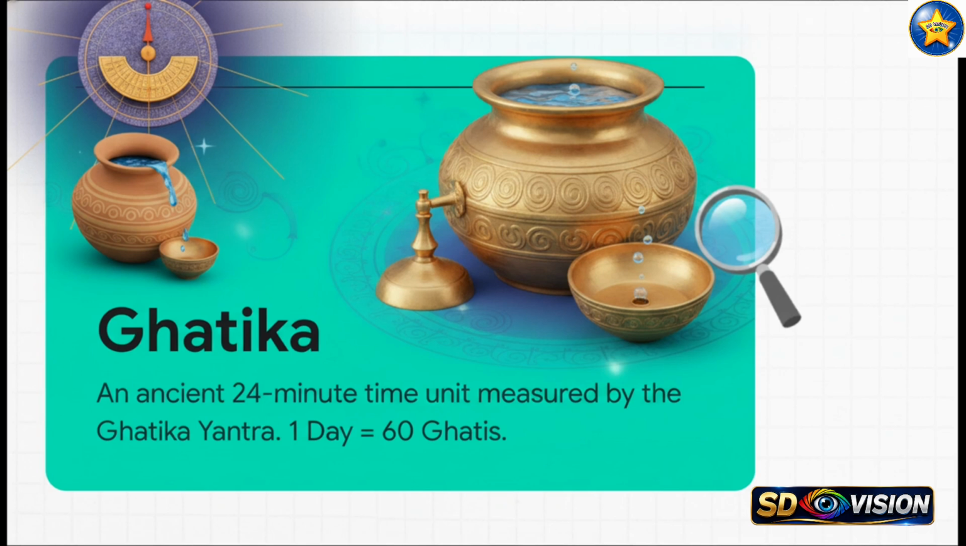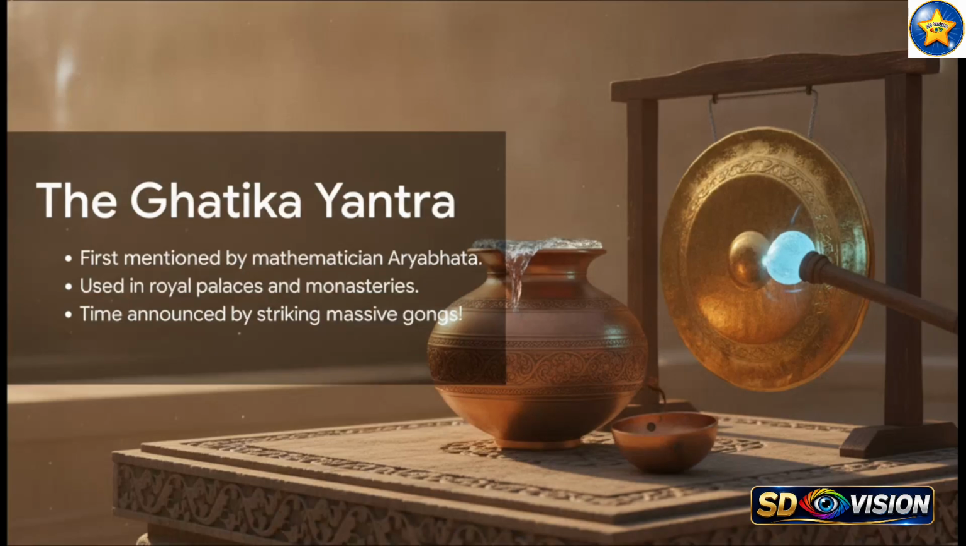Early water clocks tried to fix this by letting water drip out of a bucket. But as the water emptied, the water pressure dropped and the flow slowed down. Super inaccurate. So they invented the Gatika Yantra. Picture a small ball with a tiny hole in the bottom floating in a bigger tub of water. It slowly filled up and took exactly 24 minutes to sink. This 24-minute chunk of time was called a Gatika, or Gati, and guess what? Exactly 60 Gatis made up one full day. This was a real game changer.